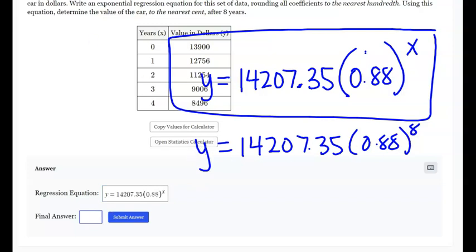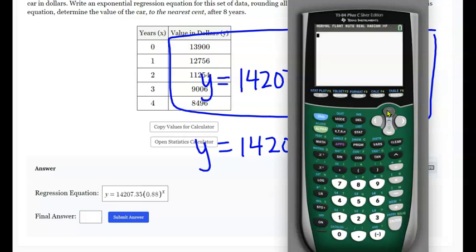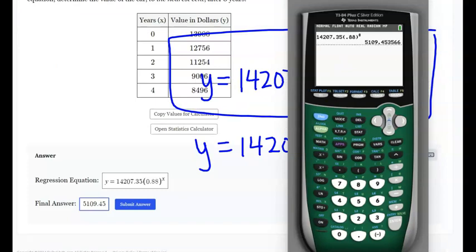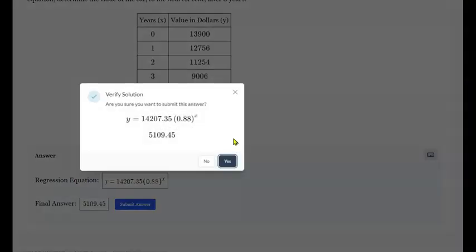So let's open up our calculators. All right, got my handy dandy calculator here. I'm going to type my sentence of 14207.35, parentheses 0.88, exponent of 8. And again, it's going to ask me to round to the nearest cent. Cent is the hundredths place, or $5,109.45. So $5,109.45. So now I can take my ink off and give it a go.